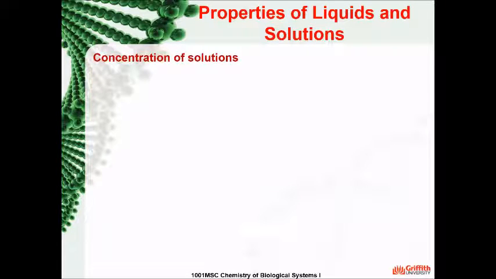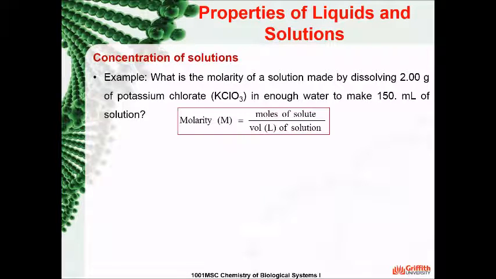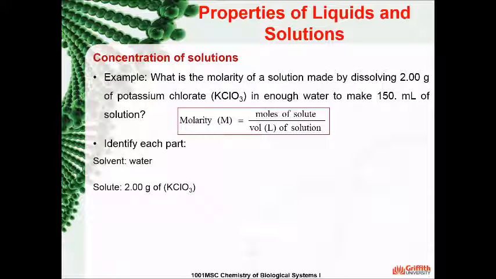Another example. What is the molarity of a solution made by dissolving 2 grams of potassium chlorate, KClO3, in enough water to make 150 ml of this solution? Remember, the formula to calculate the molarity is molarity equals moles over volume in litres. Let's identify each part. The solvent is the water. The solute is potassium chlorate, and we have 2 grams of it.